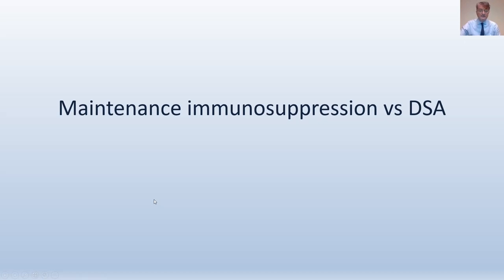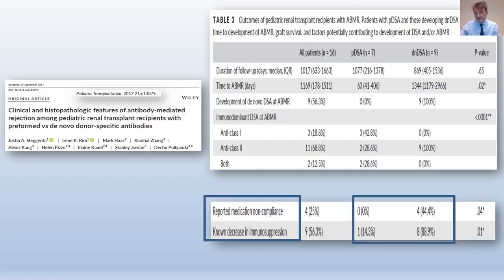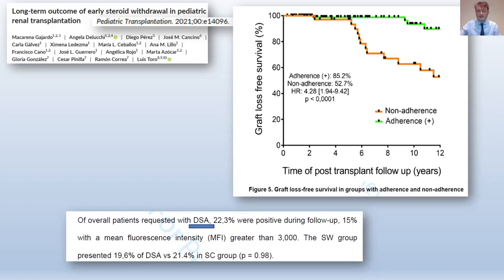Now, about the association between maintenance immune suppression and DSAs, the major, simple, well-known risk factor is non-compliance or non-adherence. So patients who don't follow the instructions on how to take a drug are at highest risk. This is the case in different settings. This is a very interesting study, as this is the longest published follow-up of patients treated with the TWIST protocol, which means renal patients with very early steroid withdrawal, at 5 days post-transplant.